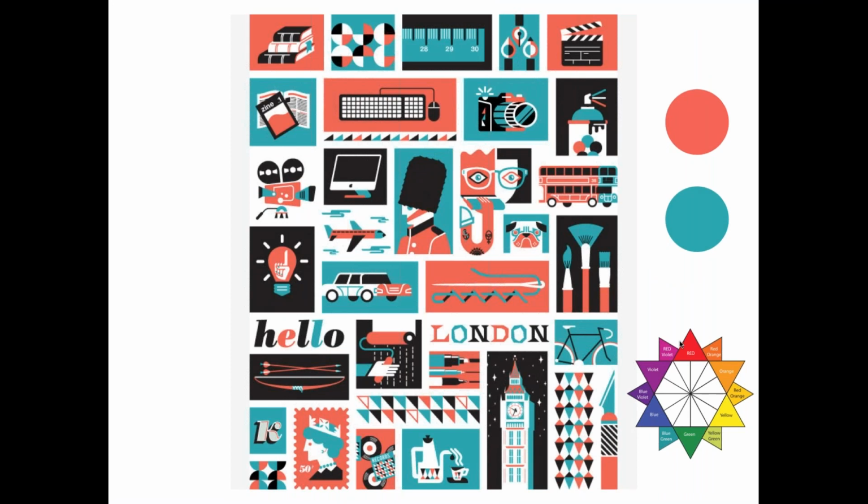This one is complementary again. It's sort of a cool red and a warm blue green. So it's kind of bent a little bit, but this artwork has the same number of colors as you're going to use in your portraits. So it's black, white, and two colors. And it's quite effective.